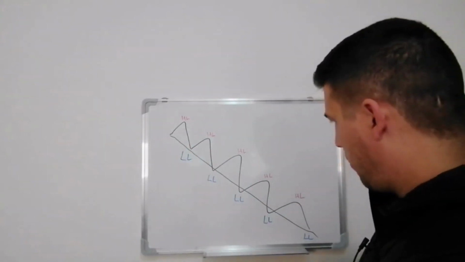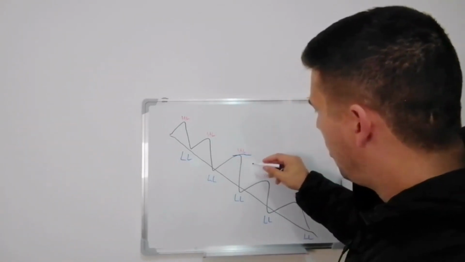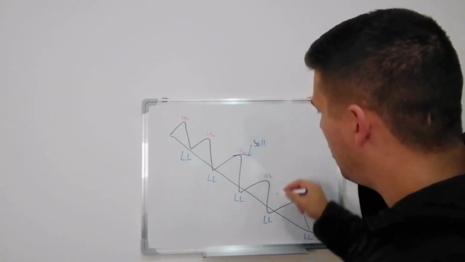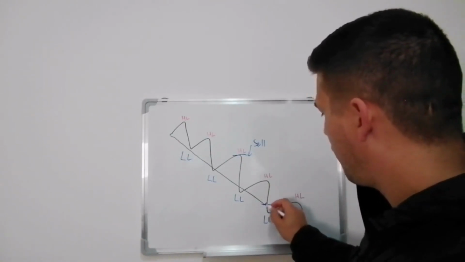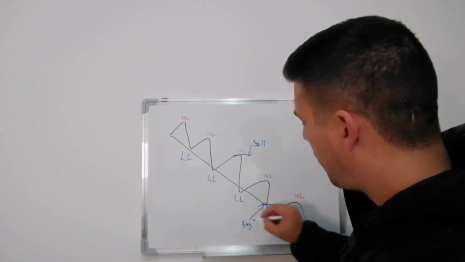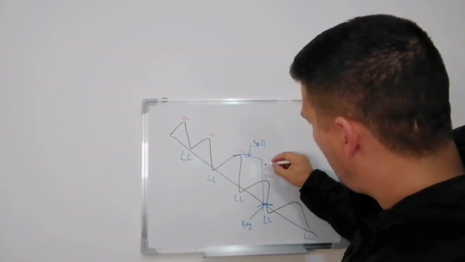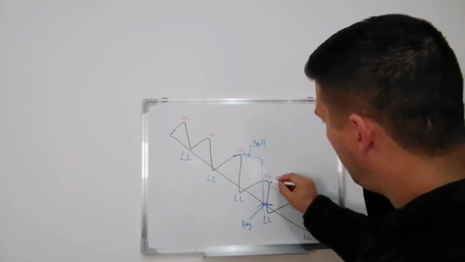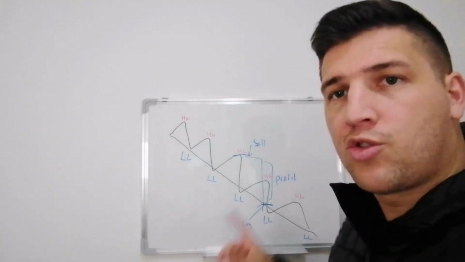So you want to enter, let's use this as an example. You want to enter your trade here. So we're going to sell here. And let's go over here. We're going to want to buy and close our position, and this drop over here in value would be our profit that we are taking on this trade.